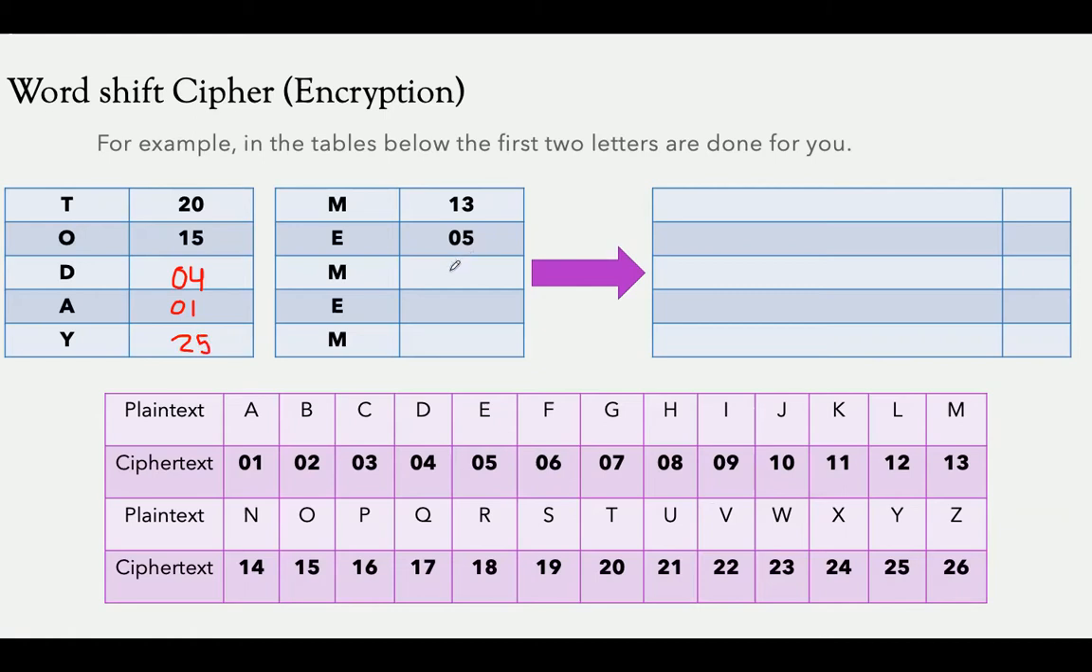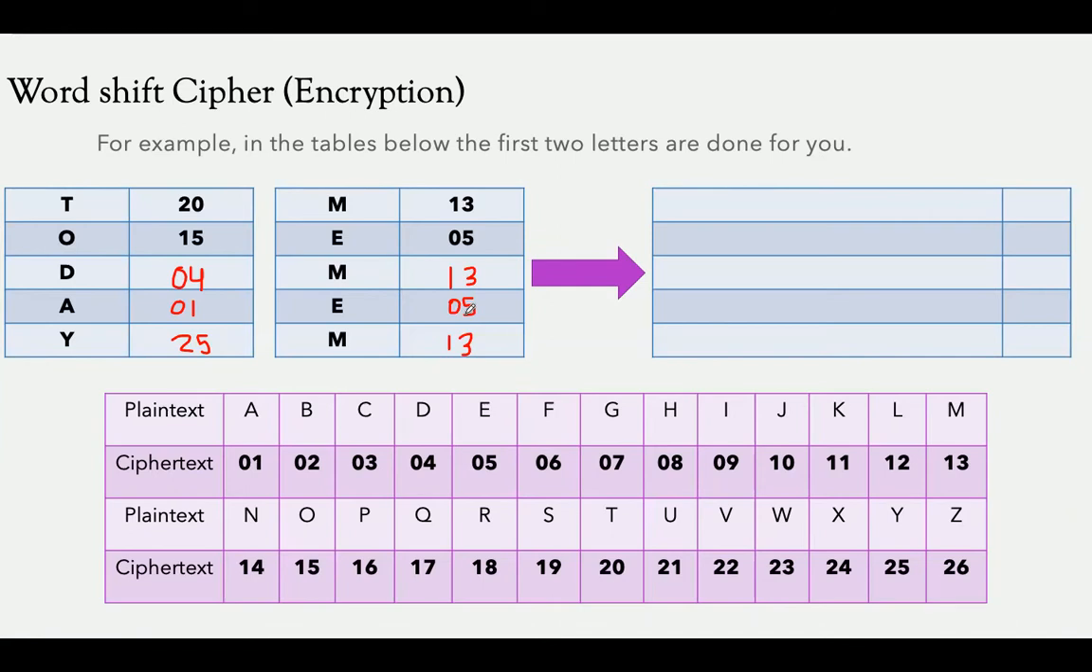What about M? 13. All right, so this M would be 13. We also have E, which is 05. 05. Careful, right? Because we're talking about numbers. Okay, so first we want to find numerical values as we just did.